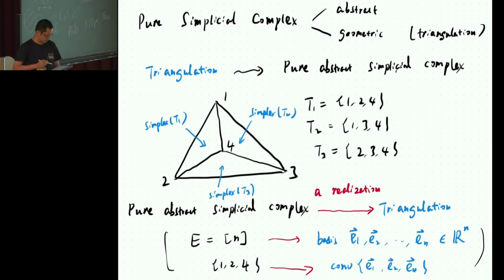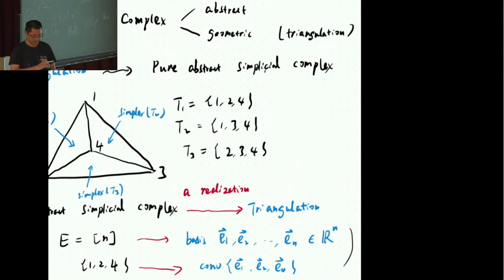So in some sense I want to emphasize that this is a geometric object instead of an abstract one. So I will denote this face by simplex of T1. It's just some intuitive notation.